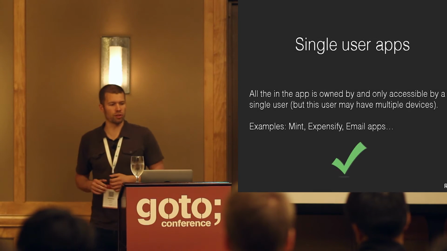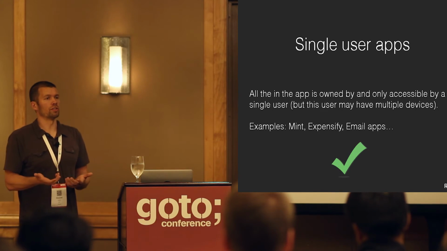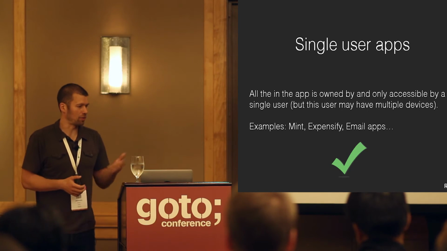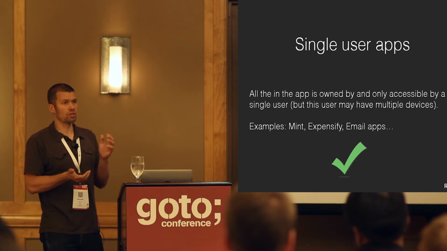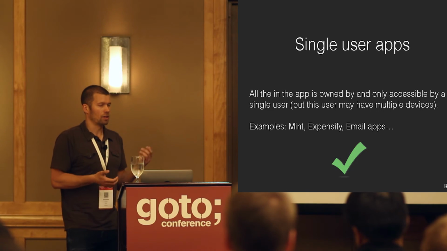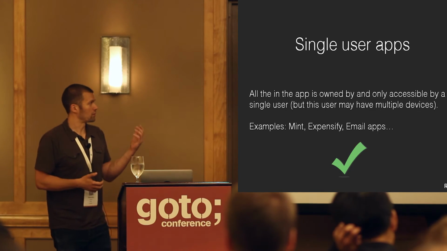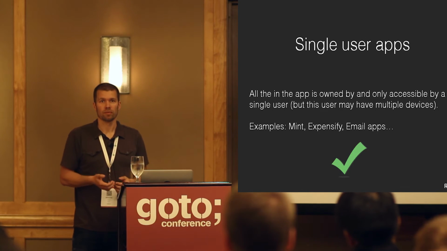So a single user app is essentially an app where the user owns all the data in the app. There are tons and tons of these. An example was Mint, of course, every bank app where you have all your bank data. There are lots of note-taking apps where you just do your own notes. Of course, every email app, where it's your emails, Expensify. So everything where you can say, well, this is only about my data.